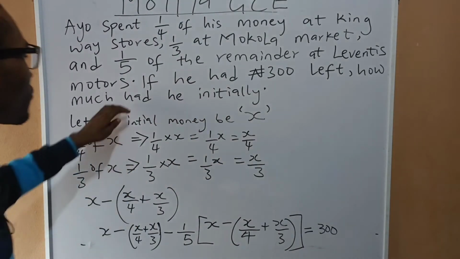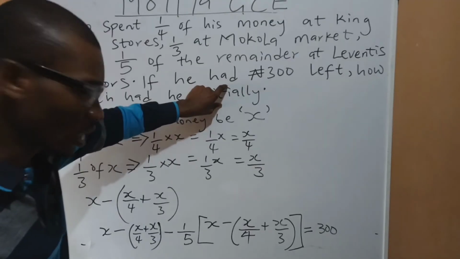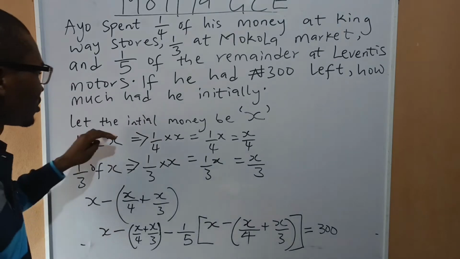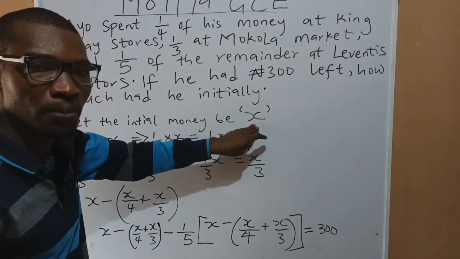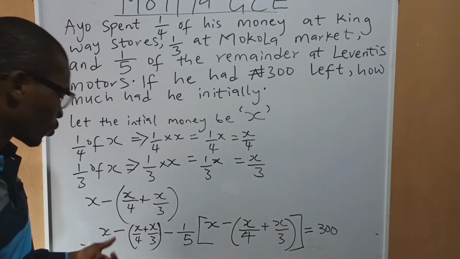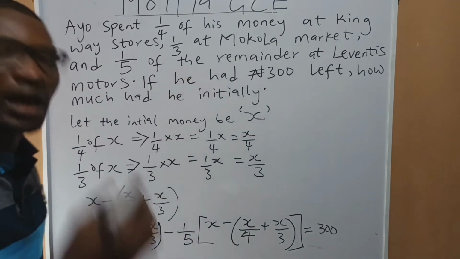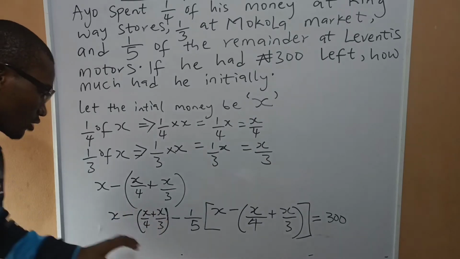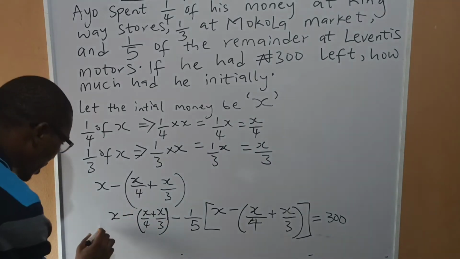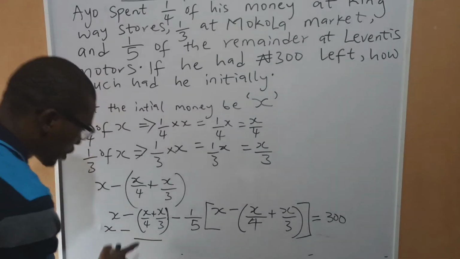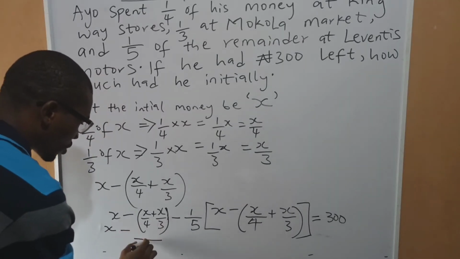We are now asked to find how much he had initially, and that is the x. Remember, we said that our x is the initial money. So this x is what we are asked to find, which is the initial money that Ayo had. All right, let's solve further to find our x. Here we have x minus, remember the common LCM of 4 and 3 is 12.